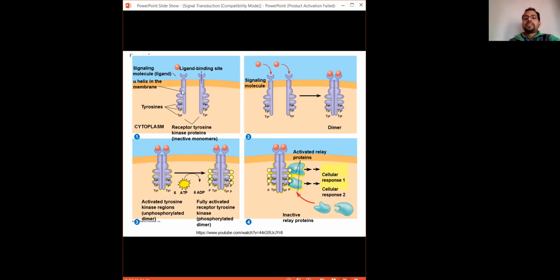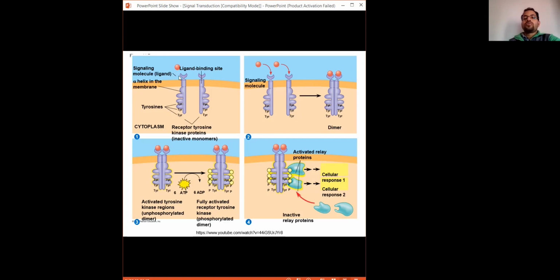And the cytoplasmic region contains some pockets where the tyrosine, which is an amino acid, right? So 3 tyrosines in each peptide, in each protein, are present, and in this condition they are inactive. So these are known as inactive monomers.